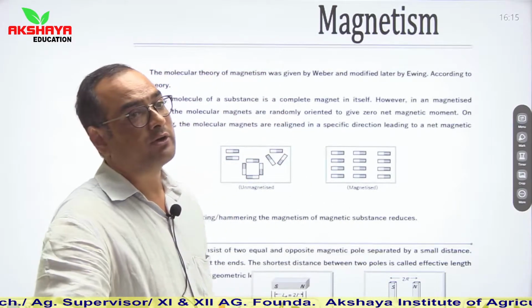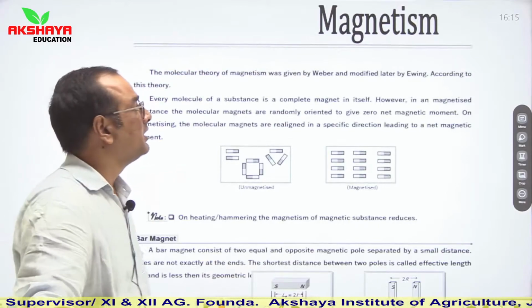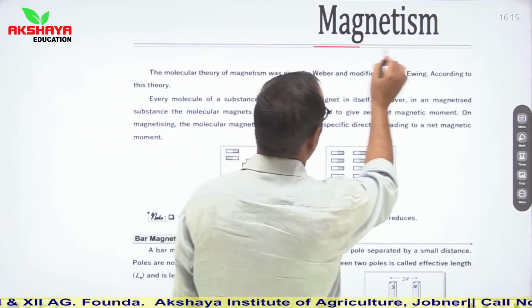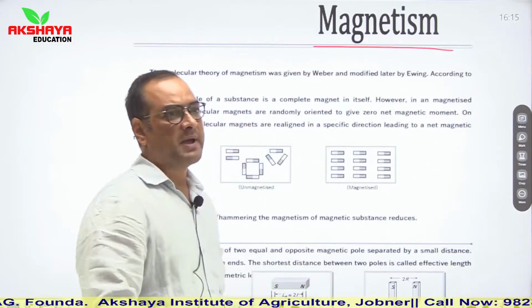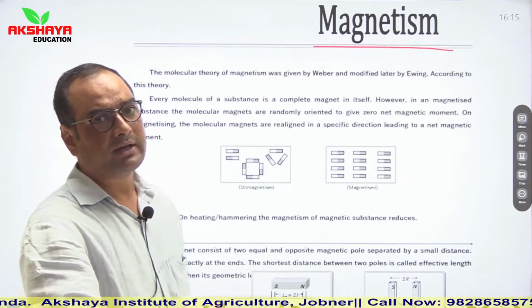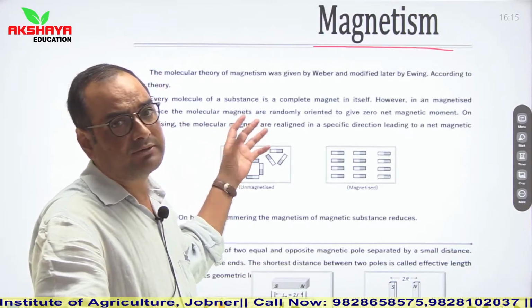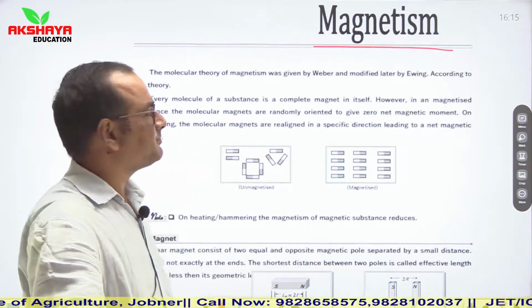So students, today we are going to start our new topic which is magnetism. In magnetism we are going to talk about what is a magnet, different properties of a magnet, and Earth's magnetism, and different types of galvanometer which are based on properties of magnetism.